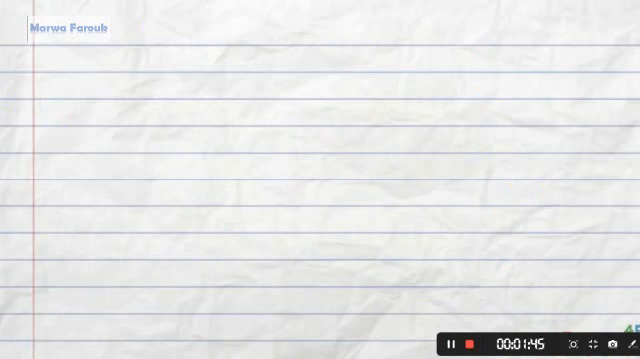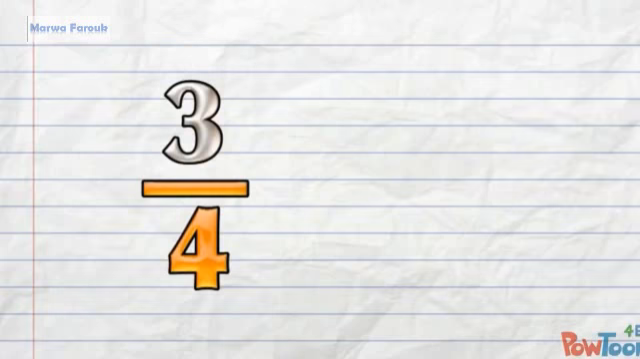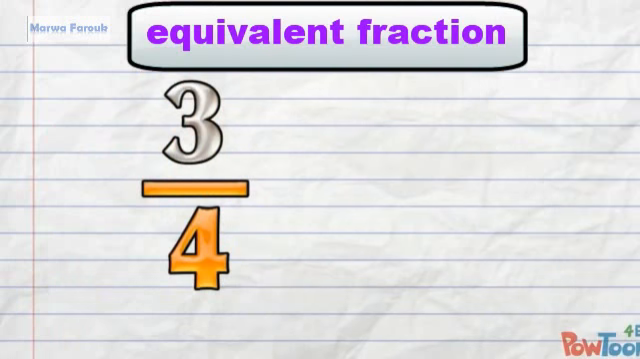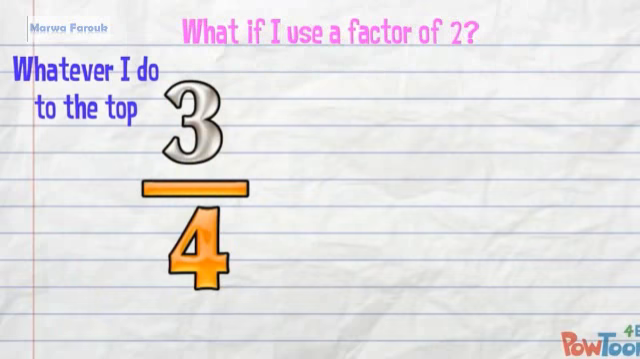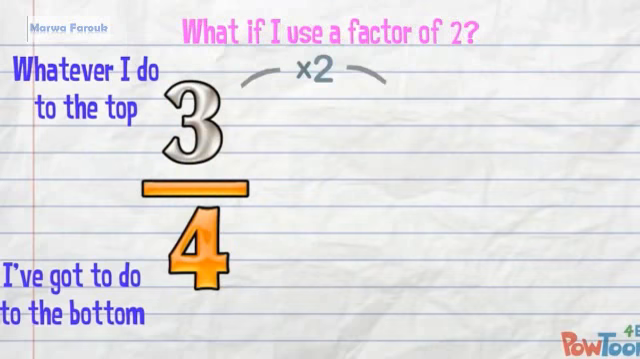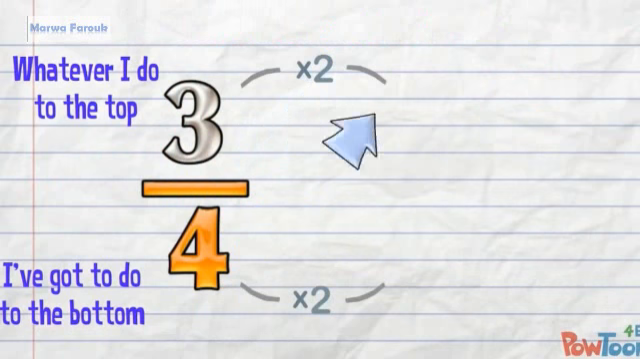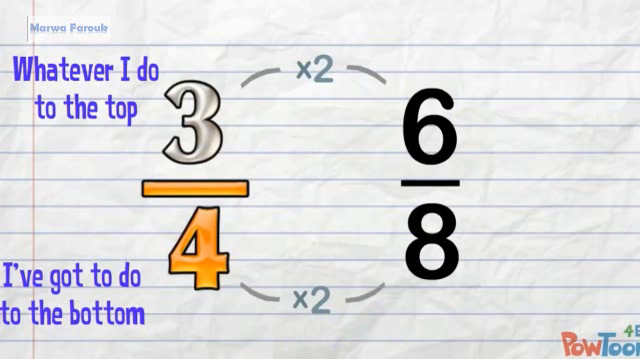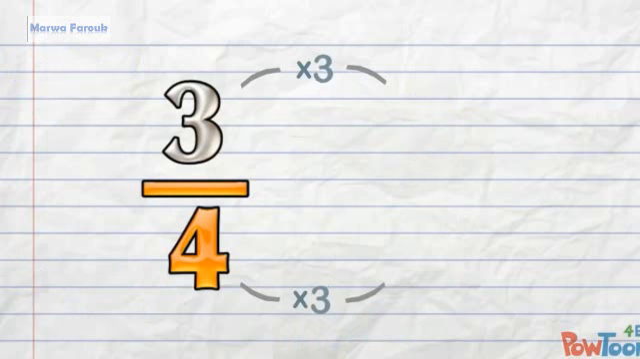Okay, let's take another example here. I have here the fraction 3 over 4 or 3 quarters. I want to make an equivalent fraction here. If I use a factor of 2, what will I get? I will get 3 times 2 equals 6, and whatever I do to the top, I will do to the bottom, so 4 times 2 equals 8. So we got 6 over 8.